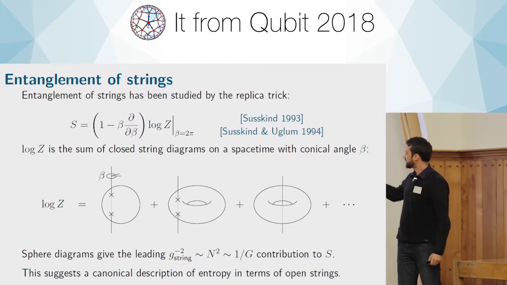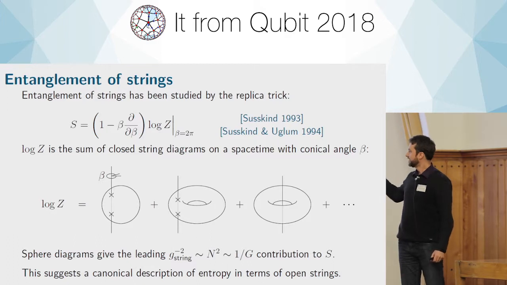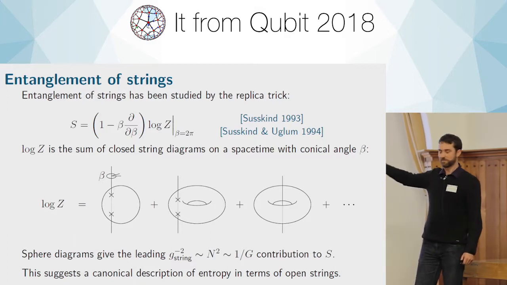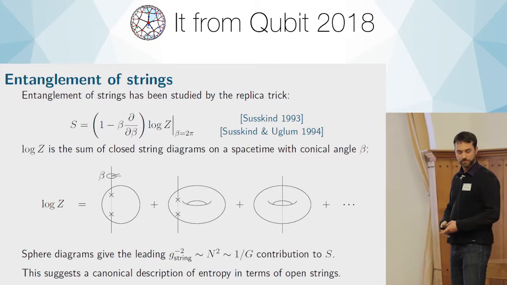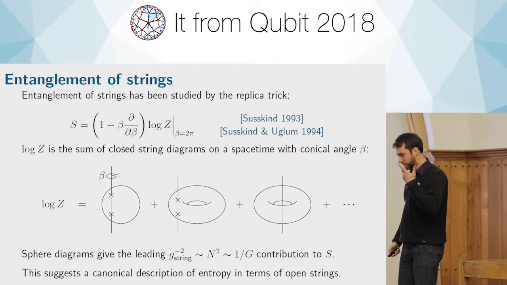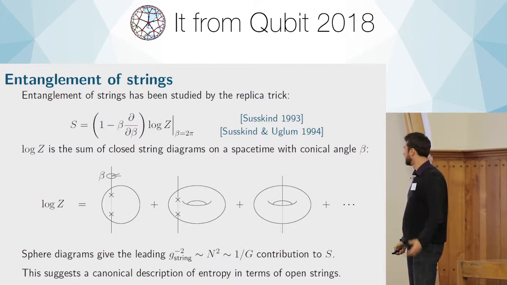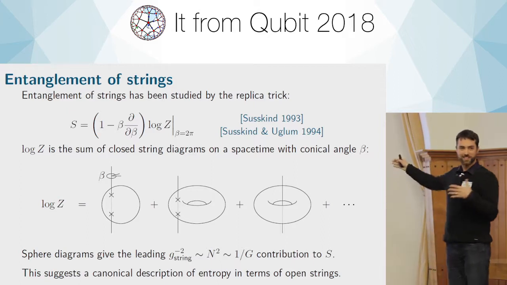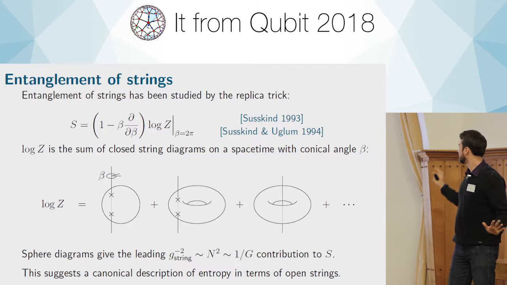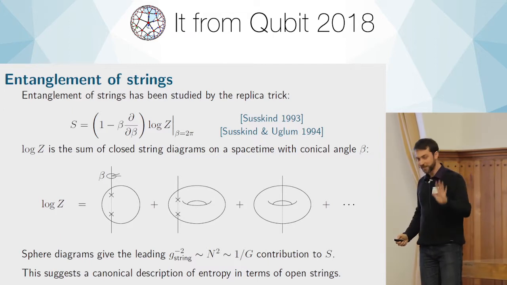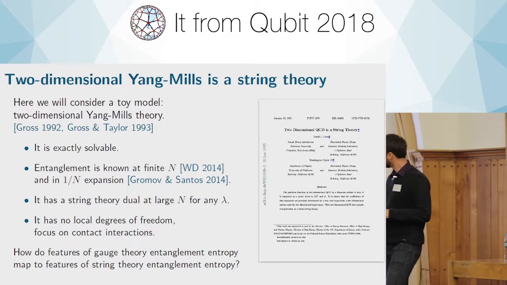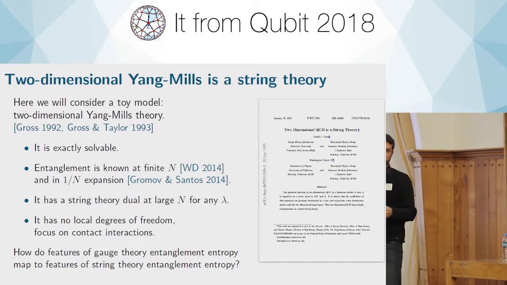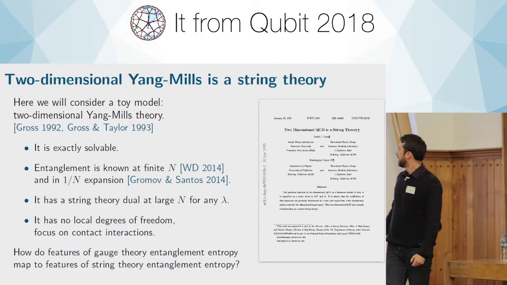So the question is, okay, in this string theory, is this really an honest entropy calculation or not? So I don't have the technical expertise to carry this out in full string theory. I think, as far as I know, currently nobody does. But what I can do is study a toy model, and the toy model I'm going to talk about is two-dimensional Yang-Mills theory.